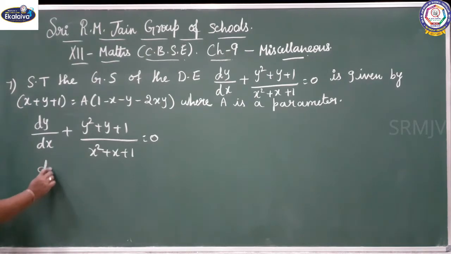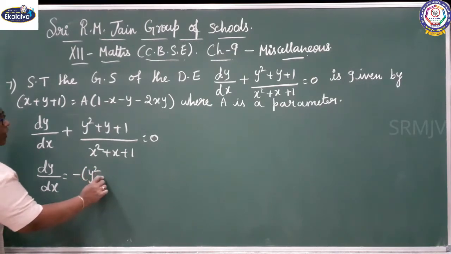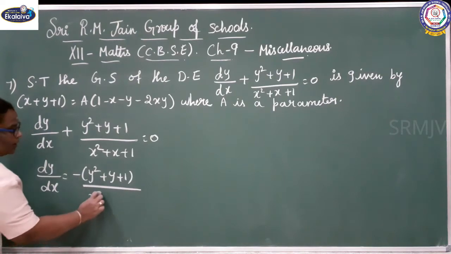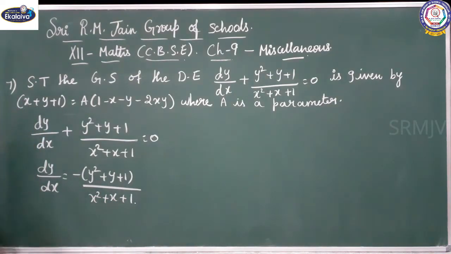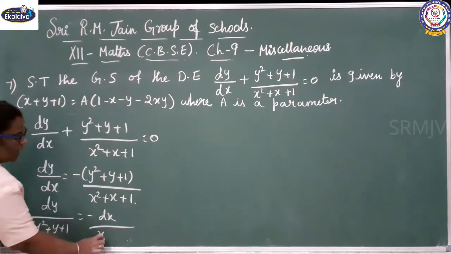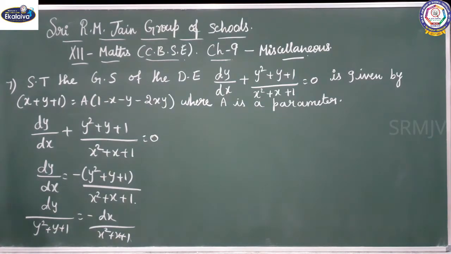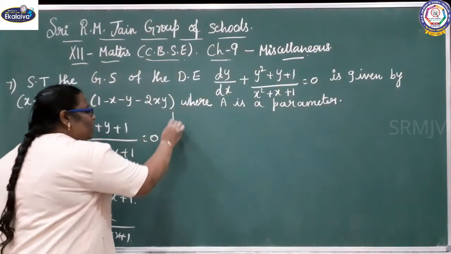So dy by dx equal to minus of y square plus y plus 1 by x square plus x plus 1. By variable separable method, dy by y square plus y plus 1 equal to minus dx by x square plus x plus 1. So you can take the denominator value and do it in the completing the square method.